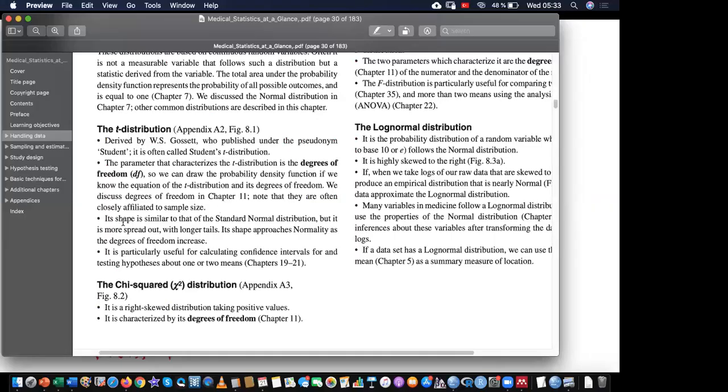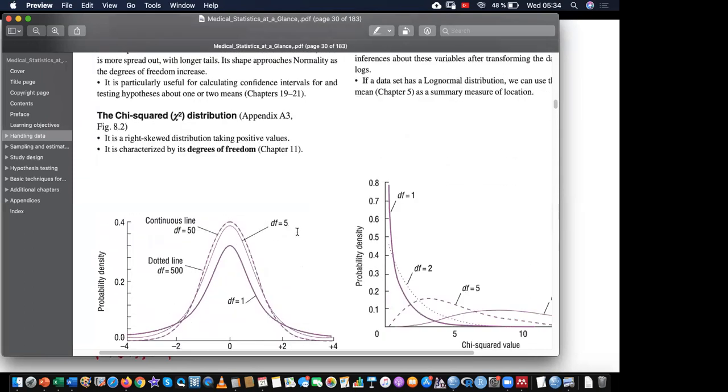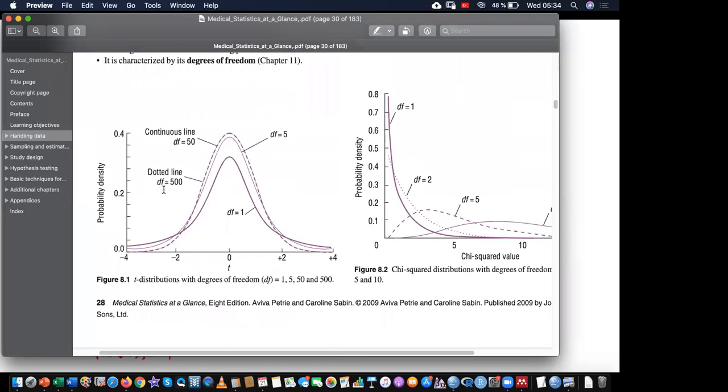Okay, its shape is similar to that of the normal distribution, but it is more spread out with longer tails. And if you have a high number of participants, it approaches normality. As the degree of freedom increases, which means if you increase the number of participants, the sample size, then the shape becomes normal. Let us see in this graph here. It is very beautifully depicted here.